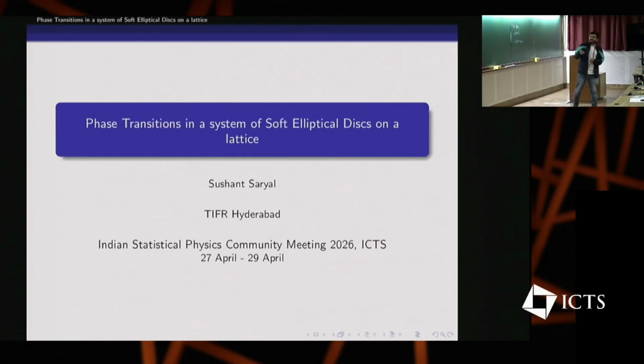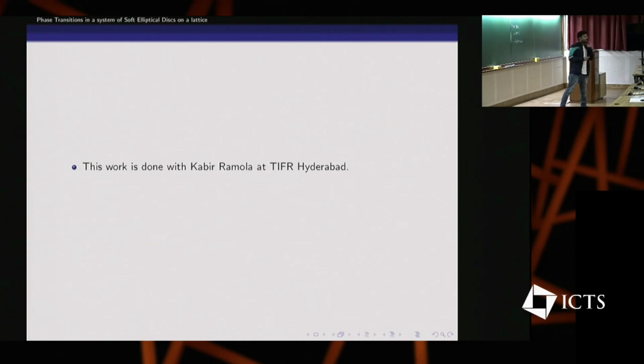So the title is changed. It's now Phase Transition System of Soft Elliptical Disk on a Lattice. This work is done with Professor Kabir Ramola at TIFR Hyderabad, and this is still an ongoing work. I just wanted to present here and get some feedback from the statistical physics community.